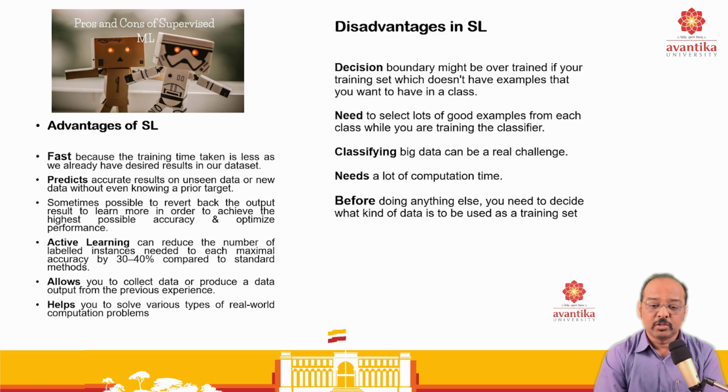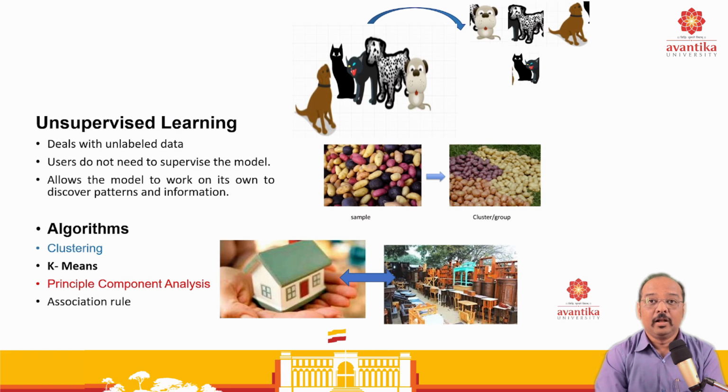But there are shortfalls of supervised learning as well. The decision boundary might be overtrained, that is the overtraining. We can say some of the decisions may go wrong at the time. You need to select a lot of good examples, so a lot of training is required, so it is time consuming. Classifying big data can be a challenge, and it needs a lot of computation time. Before doing anything else, you need to decide what kind of data you are going to use, what kind of data you are going to train, what kind of data you are going to work on. So the supervision task you need to observe first, and that is absolutely the biggest disadvantage in the case of supervised learning.